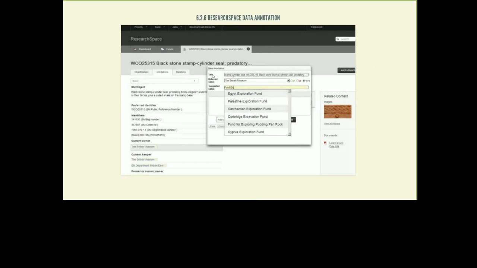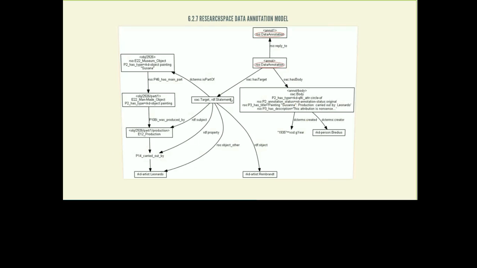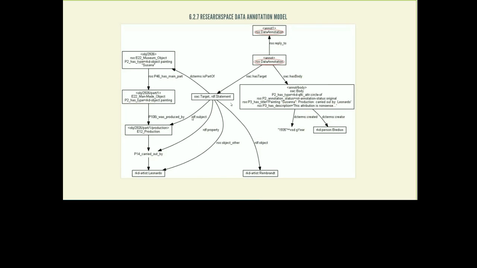Back to the old ResearchSpace, we also had something called data annotation. So, for example, about any one of the pieces here, you could state a different opinion, select a different data value, or enter a comment. And this is how we modeled the information, basically using RDF reification, but also somehow merged with the Open Annotation standard.